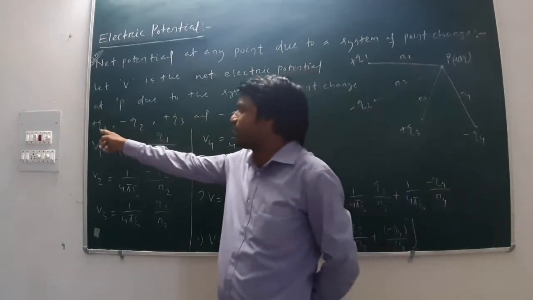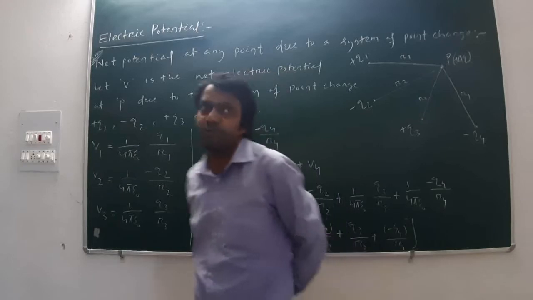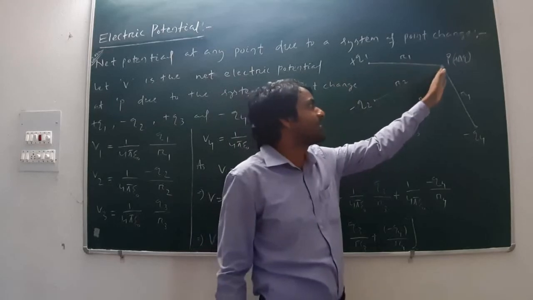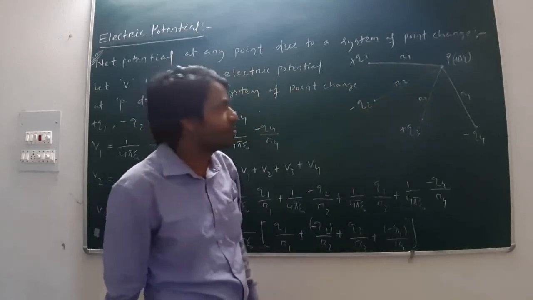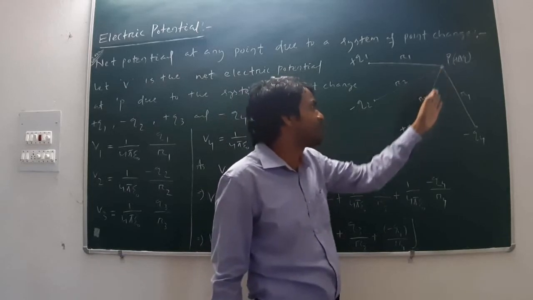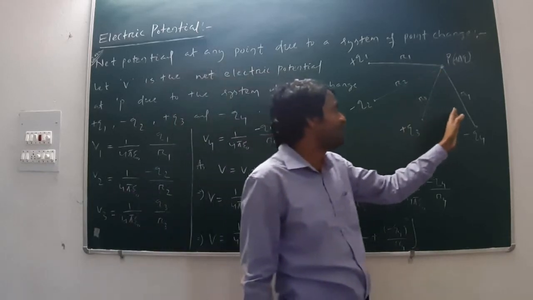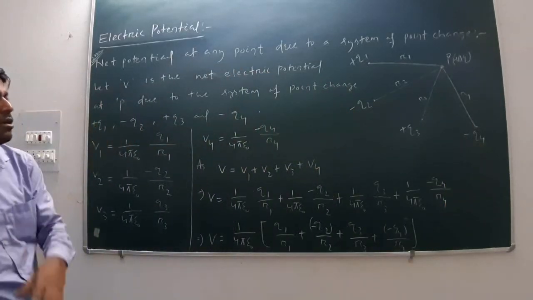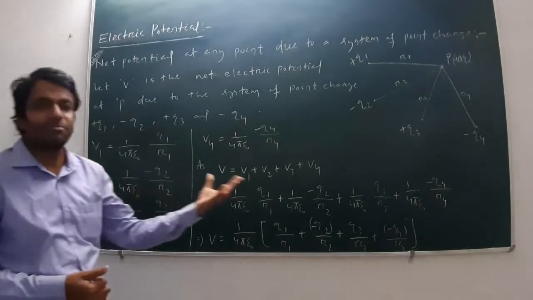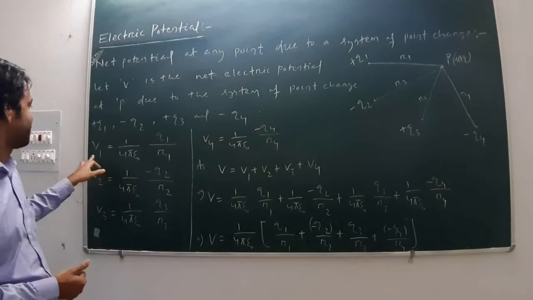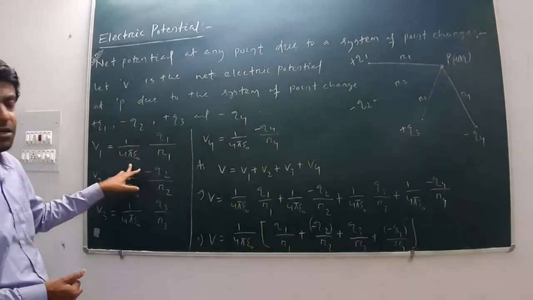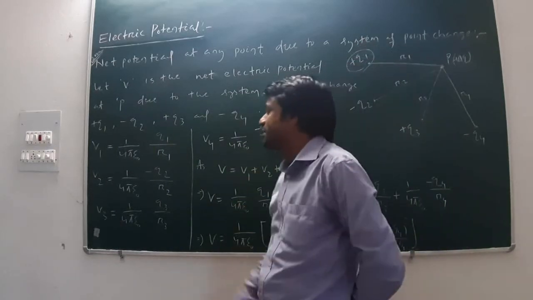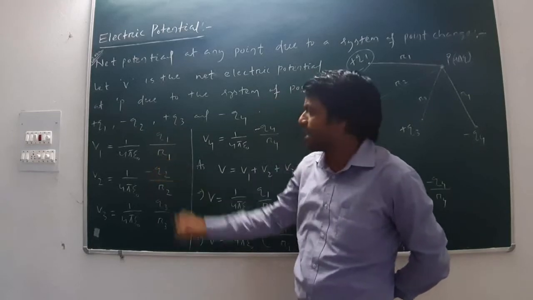Let V1 be the electric potential at the point P due to plus Q1, V2 the electric potential at the point P due to minus Q2, V3 the electric potential at the point P due to plus Q3, and V4 the electric potential at the point P due to minus Q4. According to the expression in the previous section, V1 is equal to 1 by 4 pi epsilon naught Q1, because this is a positive point charge, therefore the electric potential is positive, Q1 by distance R1.